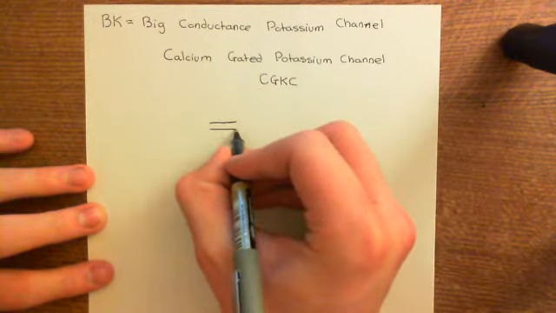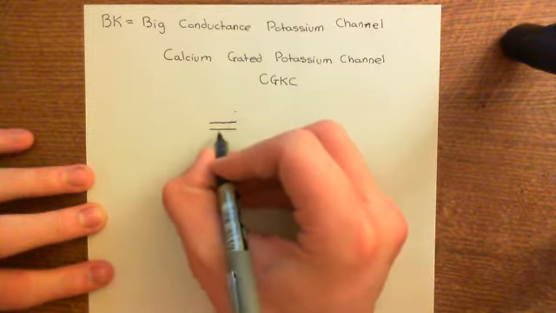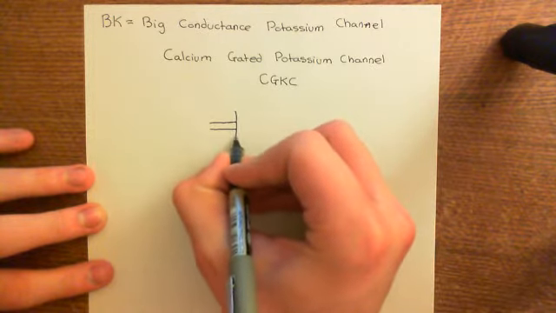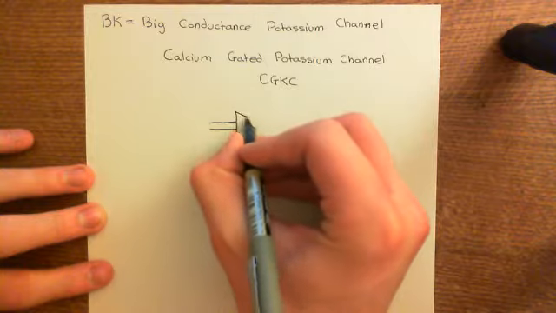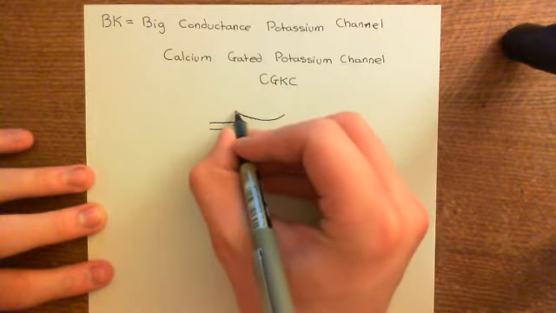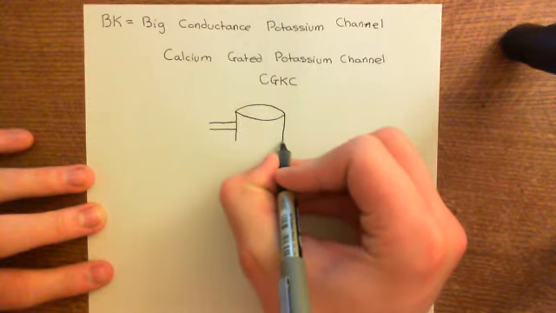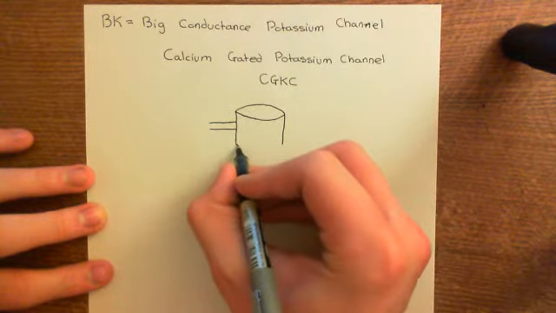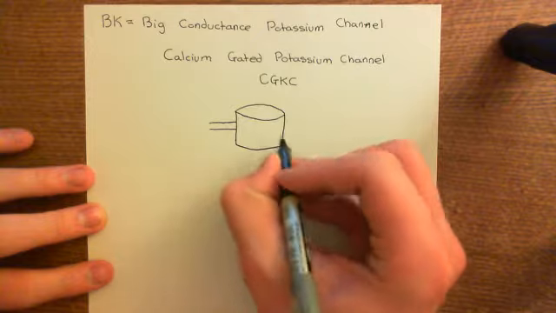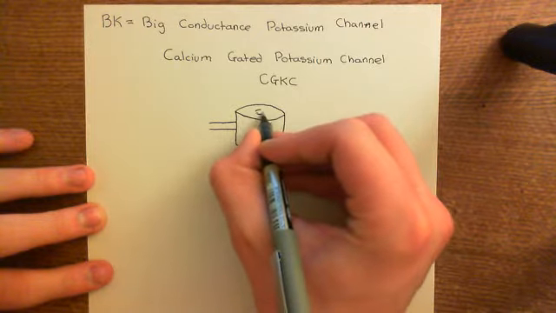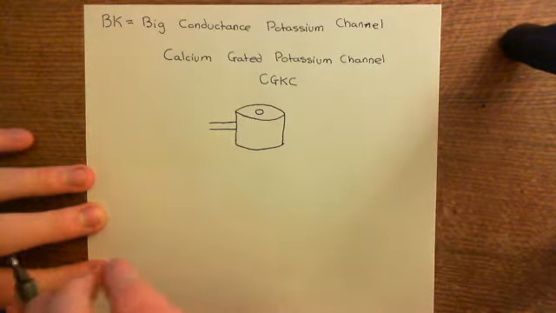Let's say this is the phospholipid bilayer. These calcium-gated potassium channels are potassium channels, so let's draw a nice channel structure here. They're permeable to potassium and they're activated to open by calcium. So here is our calcium-gated potassium channel.